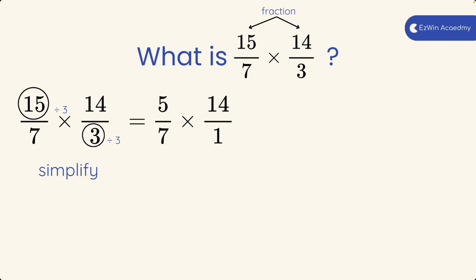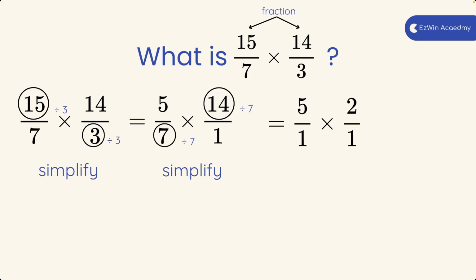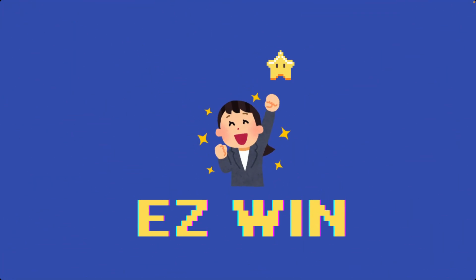Now, do you still see a denominator and numerator that have a common factor? If you say 7 and 14, then you're right. So we can divide by their common factor, which is 7. We simplify by dividing both by 7. This gives us 5 out of 1 times 2 out of 1. Since we can multiply them, this gives us 5 times 2 out of 1 times 1, which is 10 out of 1, which is the whole number 10. And that is an easy win.